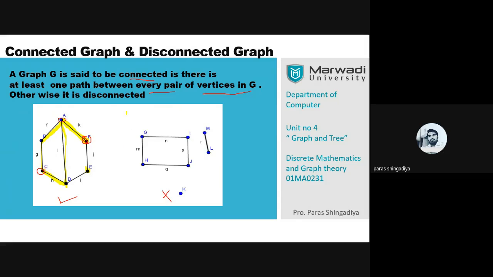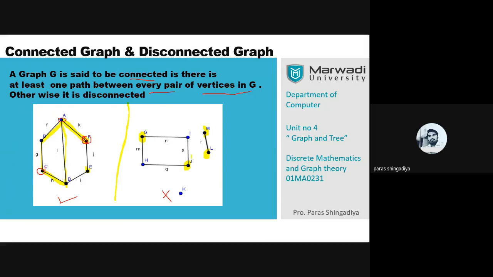Why? This is a full graph here, including 4 plus 2 plus 1, that is 7 vertices. But I need a path between vertex G and vertex L, and I cannot connect G to L. I can reach I, but there is no connection between I and L. Therefore, this graph is known as a disconnected graph.